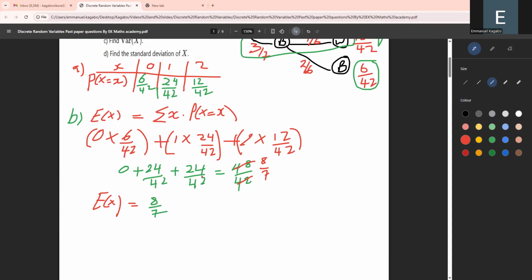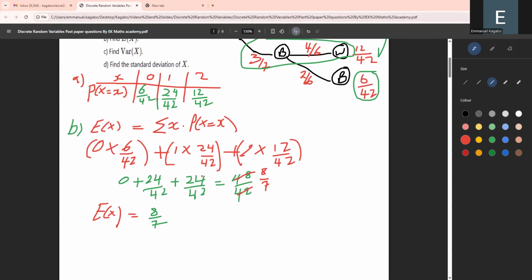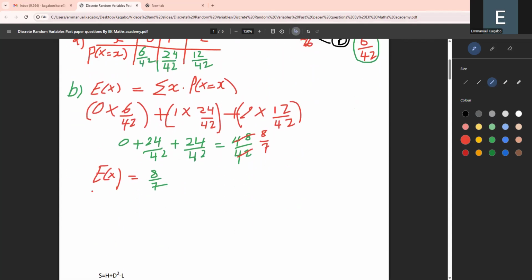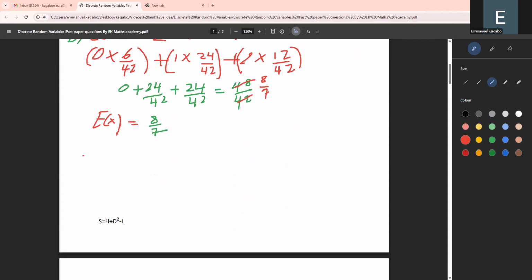Very good. Now, question C, variance, okay? Now, for variance, let me write the formula for you. The variance, if you need to understand more, watch the first video, guys, okay? I did a very good video on this one, explaining all the formulas, the variance, standard deviation, the meaning of random variables, discrete random variables, the difference between discrete random variables and continuous random variables, okay? But right now, I'm just doing past paper questions.